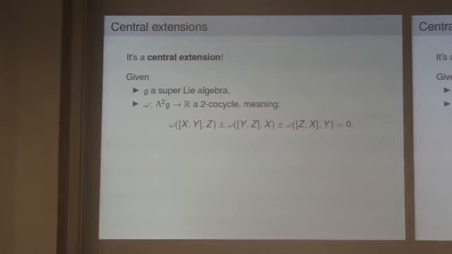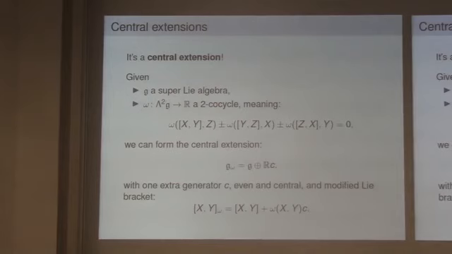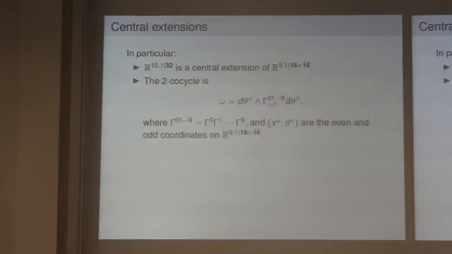So given g, a super Lie algebra, and omega, a skew pairing on g into the reals, which is a 2-cocycle, meaning that it satisfies a certain algebraic identity, then we can form the central extension, where we add one additional generator to g, which is even and central, and the modified Lie bracket is given by this formula: if I take two elements of the original g and bracket them, I get the original bracket plus a correction due to the cocycle. And of course, c, being central, commutes with everything. So I define all of the bracket. In particular, 11-dimensional superspacetime is a central extension, as a super Lie algebra, of 10-dimensional superspacetime.